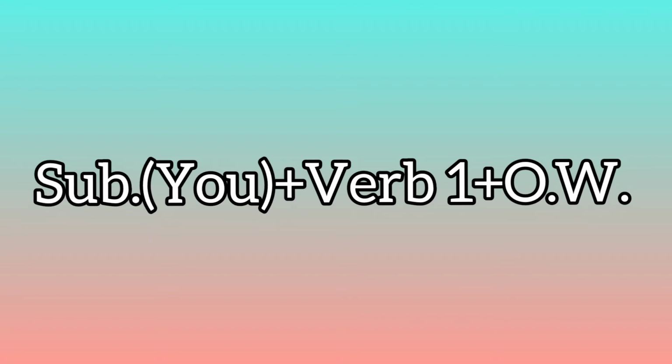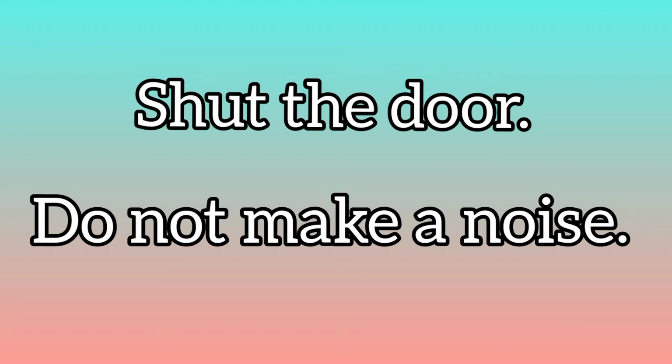So the structure of the imperative sentence is verb 1 plus other words, whereas in the negative form, do not plus verb 1 plus other words. As a matter of fact, the subject of the imperative sentence is always you, the second person pronoun you, but it is not expressly used, it is understood. For example, close the door. Now, this is an imperative sentence. Here we have the first form of the verb close at the beginning.